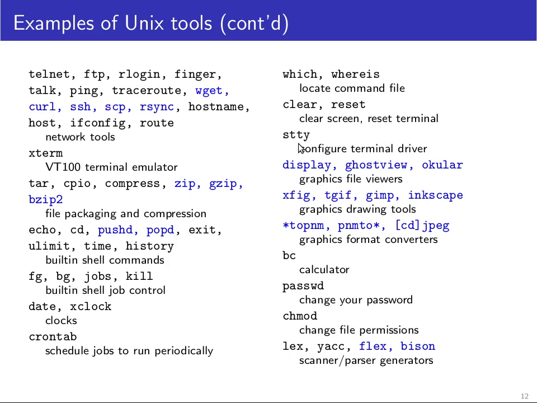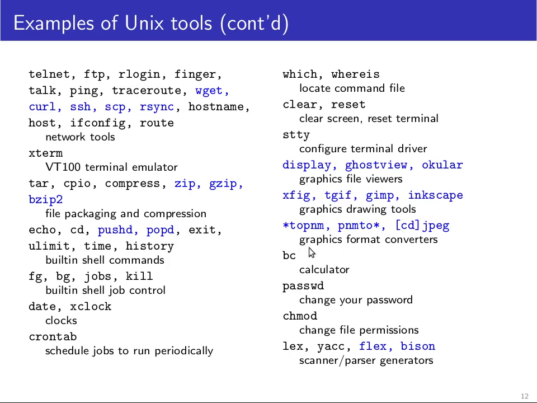There's numerous tools for dealing with computer graphics. Ghostview is a PostScript or PDF viewer. Okular is another quite popular PDF viewer that's available on Linux. Display comes with a toolkit called ImageMagick and allows you to view a wide range of graphics file formats. There's graphics drawing tools available. We're going to talk about XFig in particular in the LaTeX lecture next year, but also TGIF, GIMP, and Inkscape I just mentioned by name. These are different pixel and vector graphics editors.